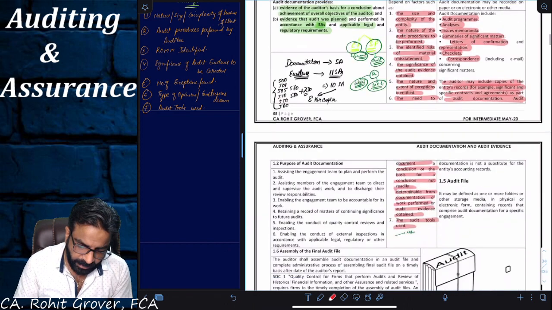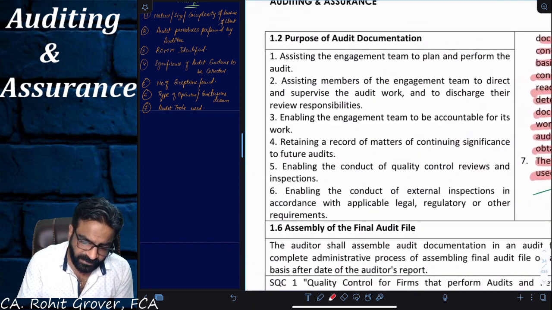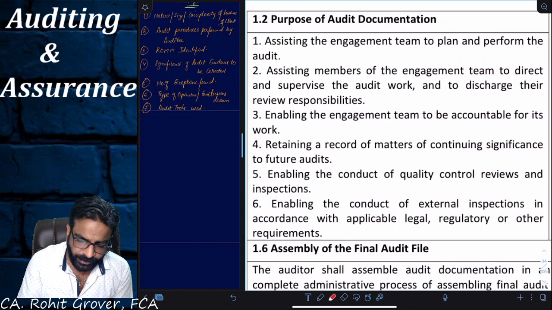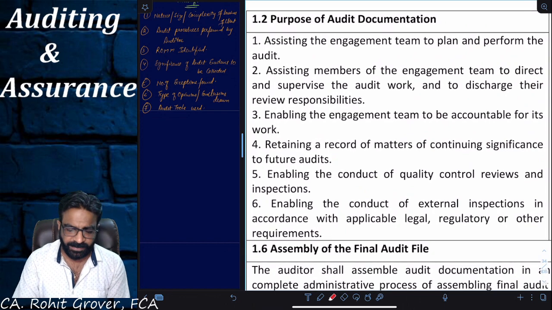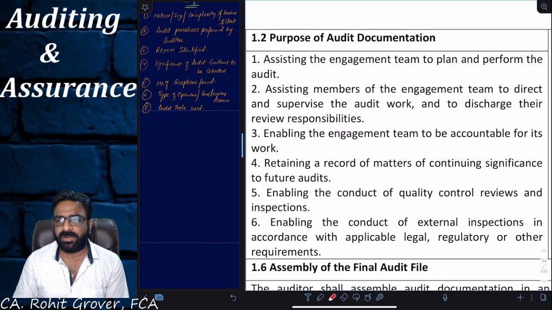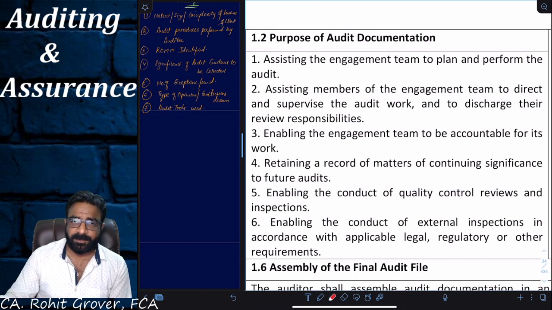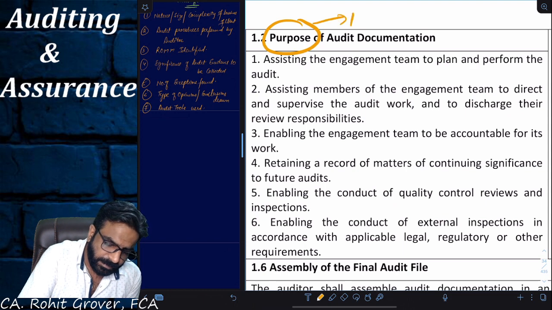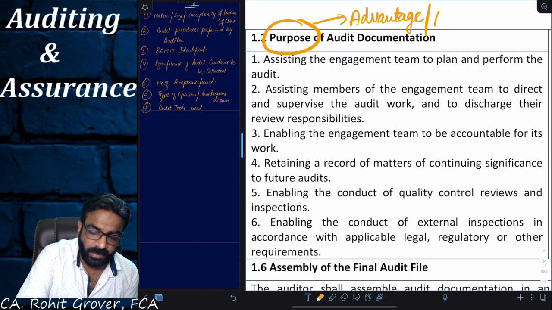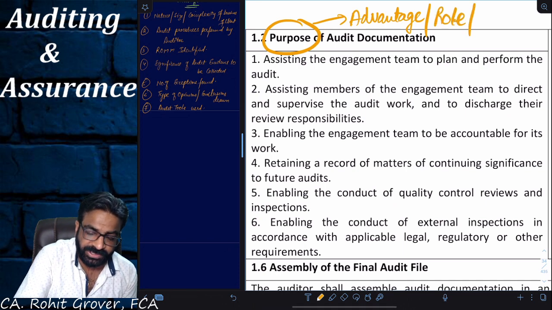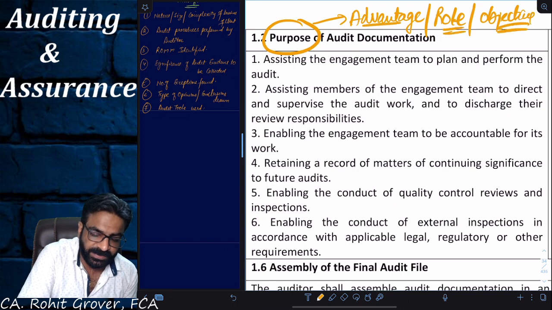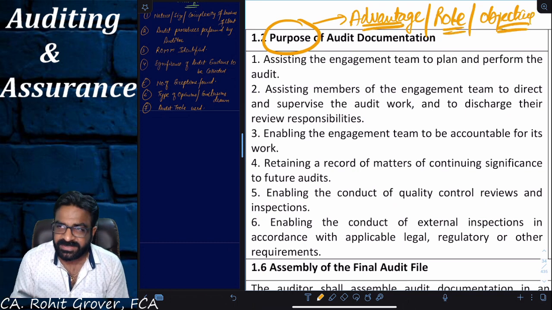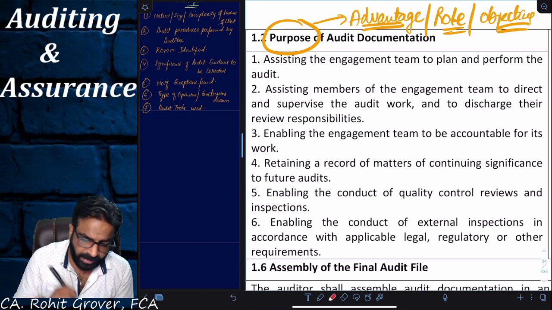No doubt, clearly. Okay. Now, what is the purpose of audit documentation? Why do we do the audit documentation? The next topic is that. What is the purpose of audit documentation? Sir, can I say what is the advantage also we can write it as? Yes. What is the advantage of audit documentation? What is the role of audit documentation? What is the objective of audit documentation, everyone? Any of these questions will come, your answer will remain same.